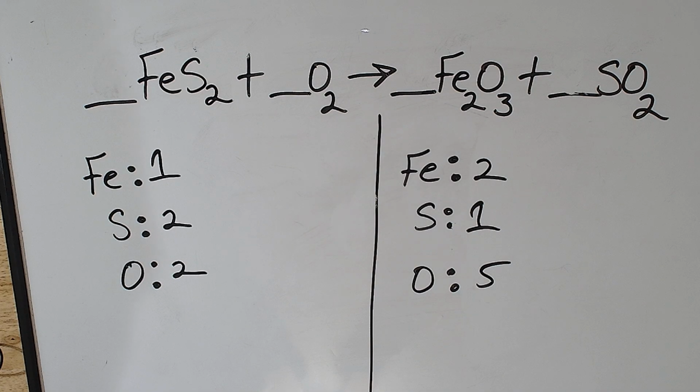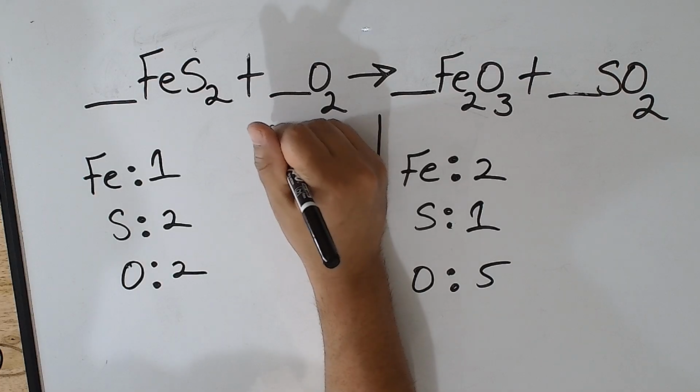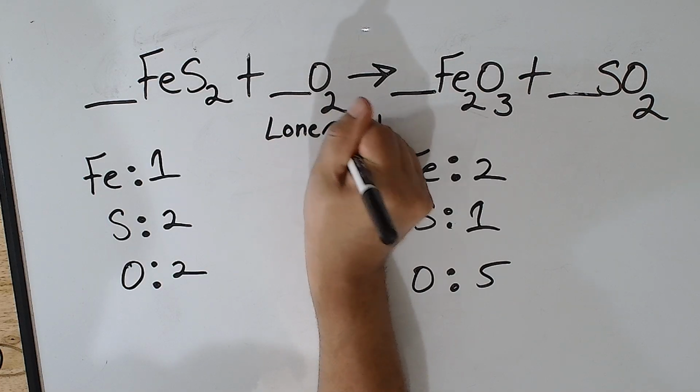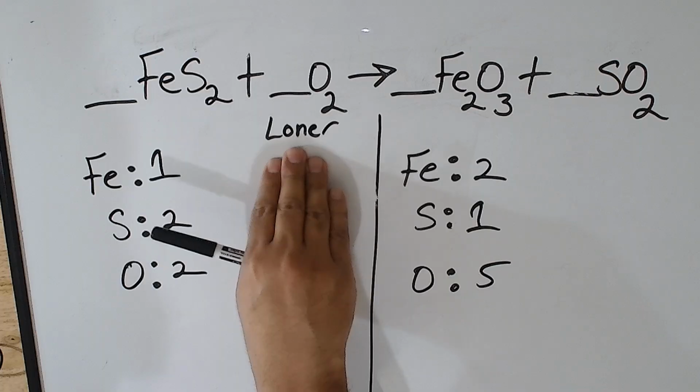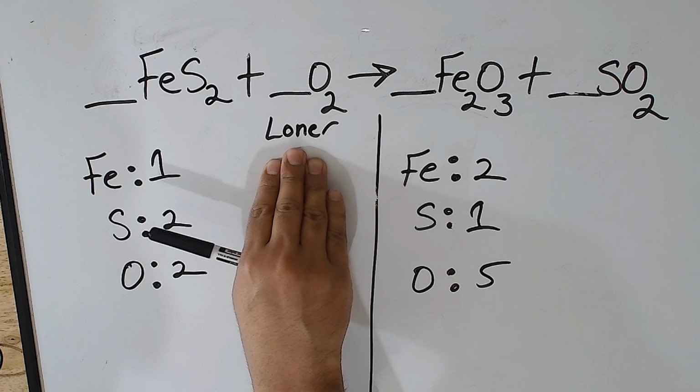Next, we need to identify the loner. That is the one that is not part of a compound. So in this chemical equation, that would be oxygen gas. So make the habit of leaving the loners, if possible, towards the end.